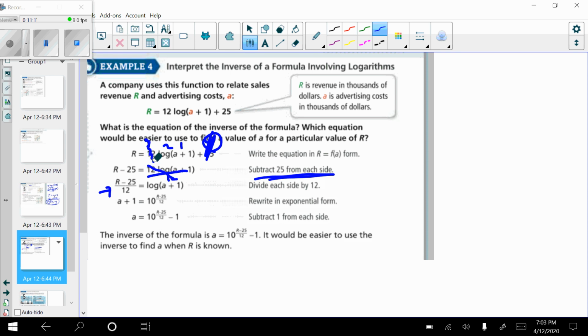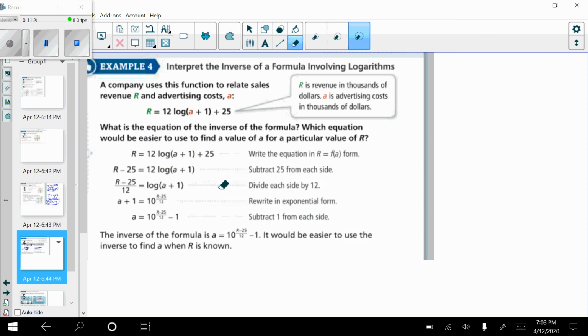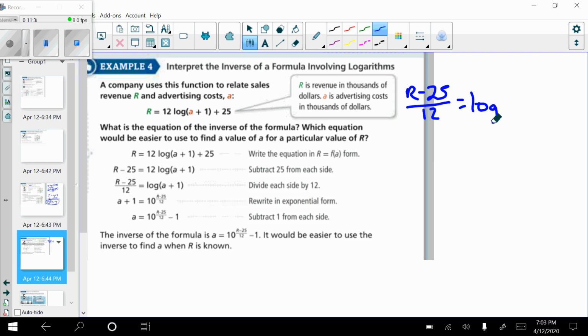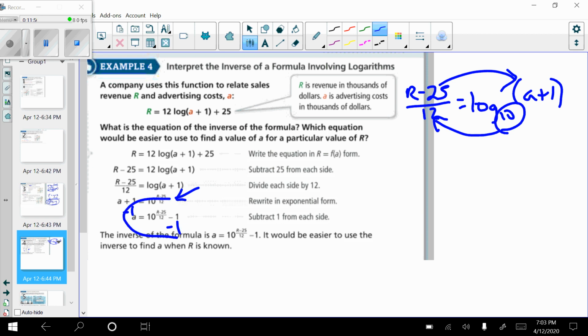Now, how do I undo log? I'm going to change it from log form to power form, and this is base 10 since it's not written. So 10 to this power is going to equal that. That's why we went over that section so hard in the beginning, because we wanted to go, okay, if you have R minus 25 over 12 equals log base 10, not written but understood, of A plus 1, then 10 to this power is supposed to equal that. And that's where they came up with this right here. And then finally, you just subtract the 1 from both sides, and then you get A.